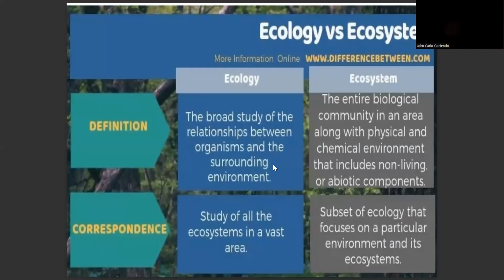And to sum it up, the difference between ecology and ecosystem, based on differencebetween.com. The definition of ecology is a broad study of the relationships between organisms in the surrounding environment. While ecosystem is the entire biological community and area along with the physical and chemical environment that includes non-living or abiotic components. In correspondence, ecology is a study of all the ecosystems in a vast area. Remember, we have different ecosystems. So the study of those ecosystems will fall under ecology as a branch of biology. And ecosystem is actually a subset of ecology that focuses on a particular environment and its ecosystem.